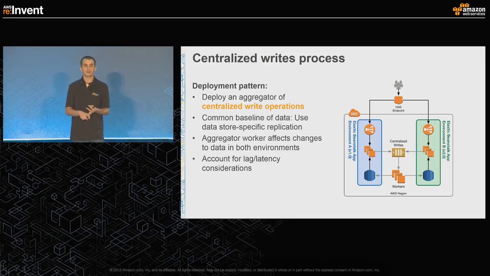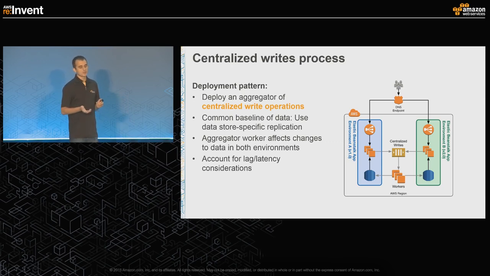Now, there's a couple of things you need to factor in when you do this. First of all, you need to start with a common set of data, a baseline set for both environments. How you do that depends on the type of database that you're using, right? So if you're using something, for example, Amazon RDS, you can use snapshots, you can use cross-region read replicas to actually achieve that common set of data initially before the deployment starts. Or if you use DynamoDB, you can use update streams and our cross-region replication applications to make sure that you have tables that are in sync and have the same data on both sides.